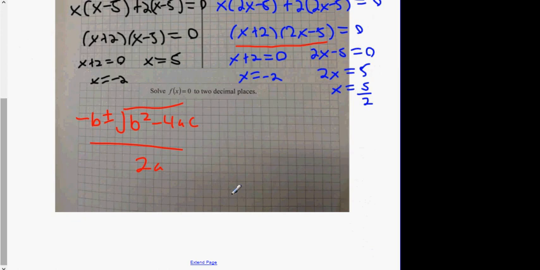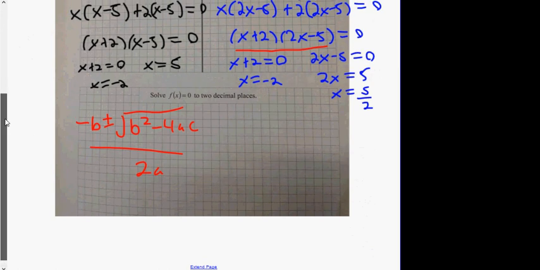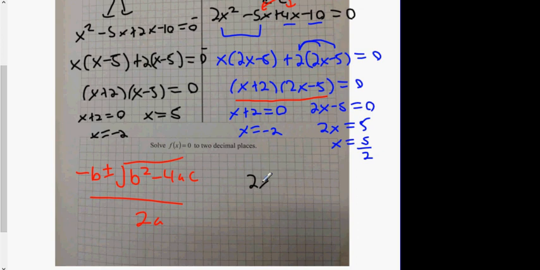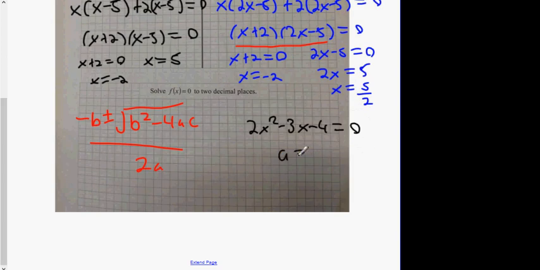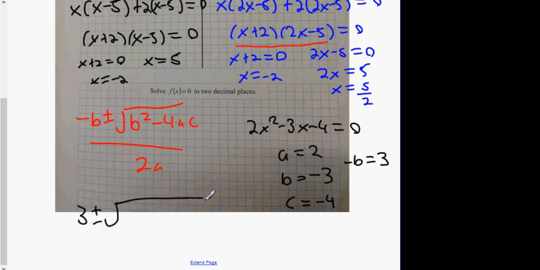Now, the equation is f of x equals 0. f of x is 2x squared minus 3x minus 4. What's your a value? A value, anybody? 2. Your b value? Your c value? Minus 4. And what's your minus b value? If b is minus 3, what's minus b? Plus 3. Plus 3 plus or minus the square root of b squared, which is minus 3 squared, minus 4 times 2 times minus 4, all over 2 times 2.